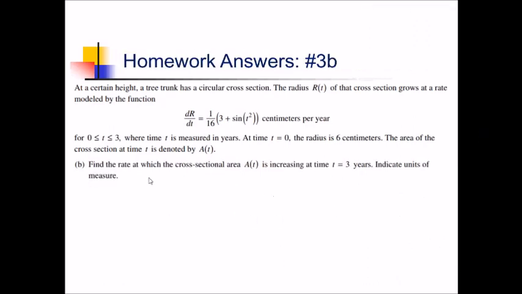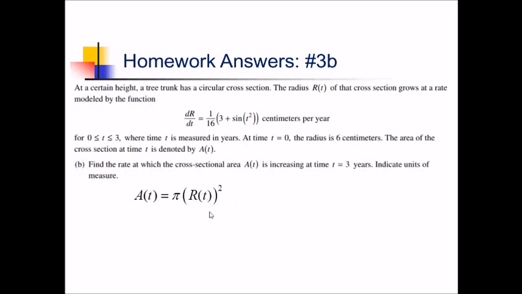For part B, they want us to find the rate at which our cross-sectional area, A of t, is increasing at 3 years with units of measure. So first we need to define A of t. That's going to be just pi r squared, because this is just a circle we're talking about. So in this case, it's going to be pi times r of t squared, because r is actually a function in this problem.